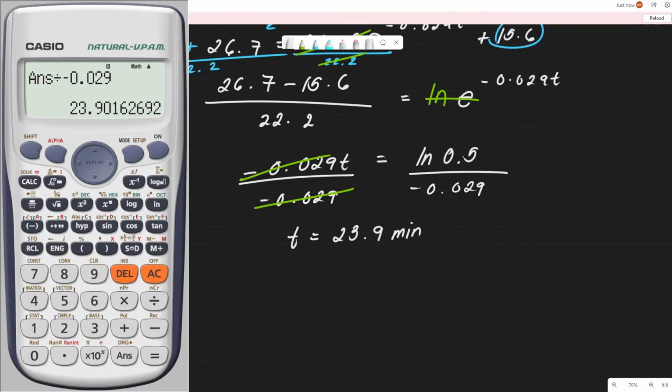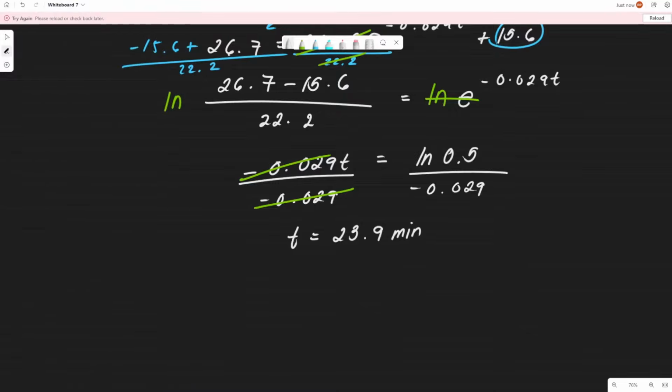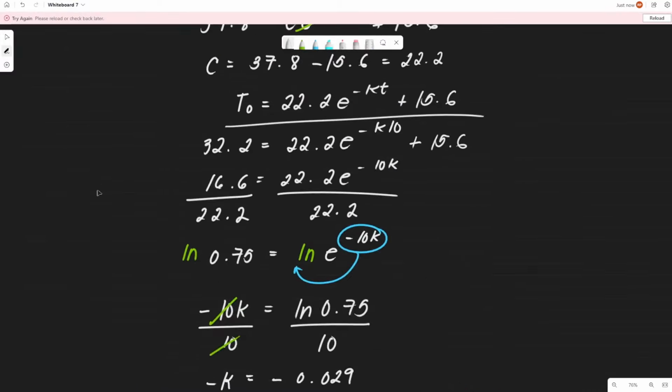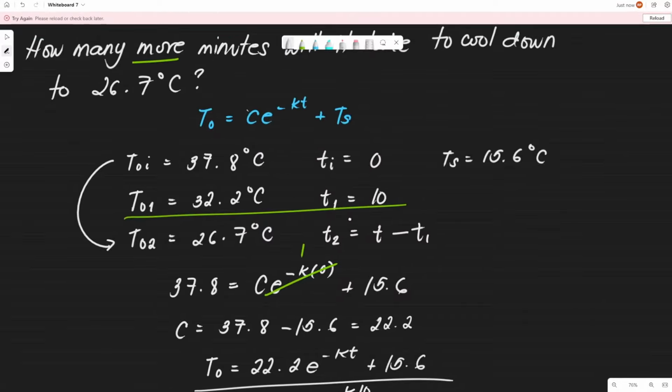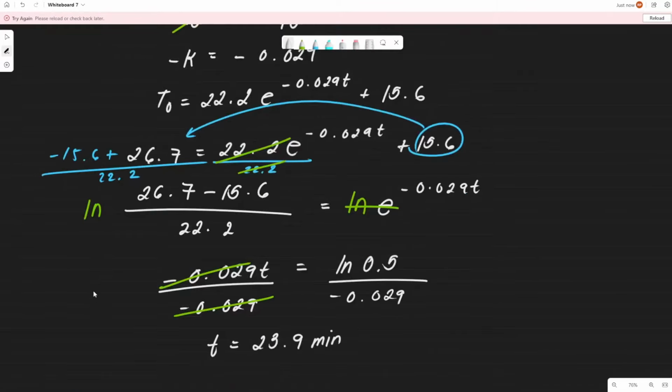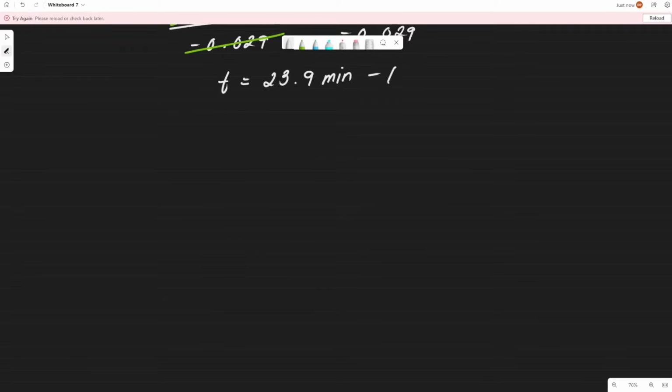That gives 23.9 minutes. But is this our final answer? That's the big question. Definitely not, not yet. Because t sub 2 is equal to t minus t sub 1, we still need to subtract 10. So 23.9 minus 10, and the minutes we need is 13.9 minutes. This is our final answer.